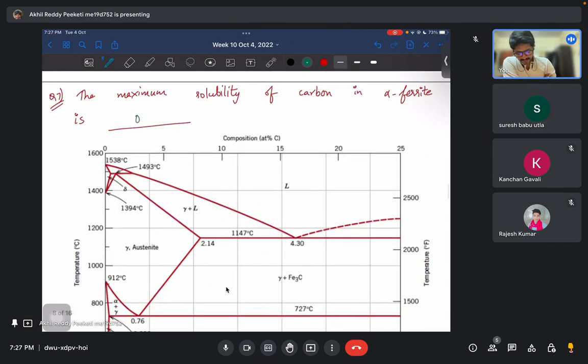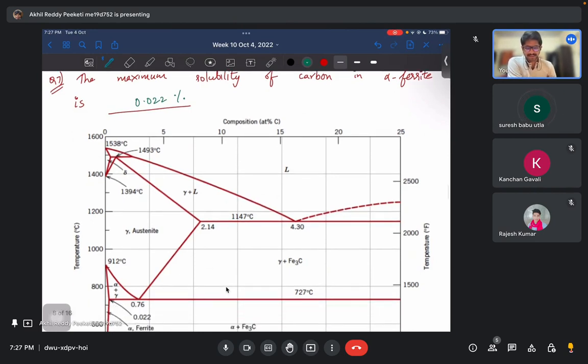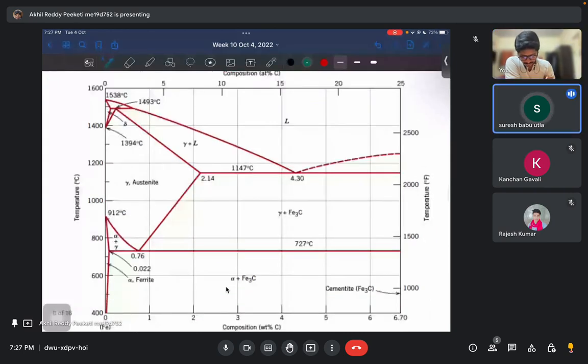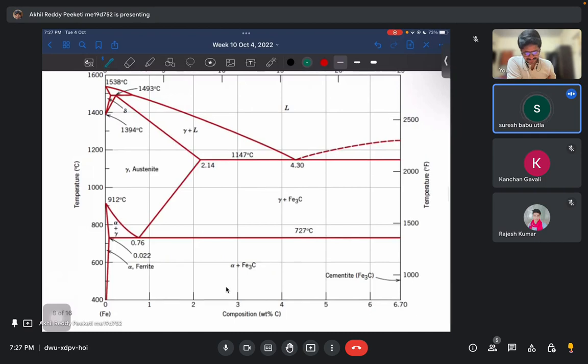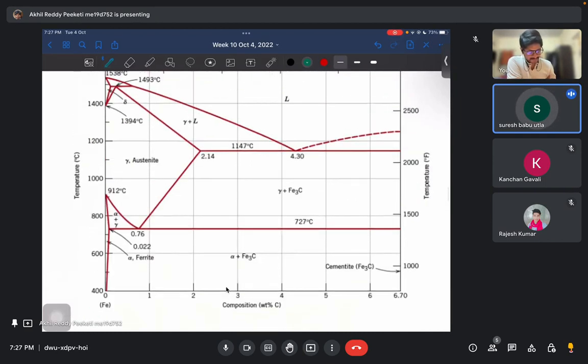So the answer here is 0.022. What about in any iron phase, what is the maximum solubility? That is not pure iron, right? Some carbon content is there, but it created a new phase, a new intermetallic compound between iron and carbon. So that is not what we want.